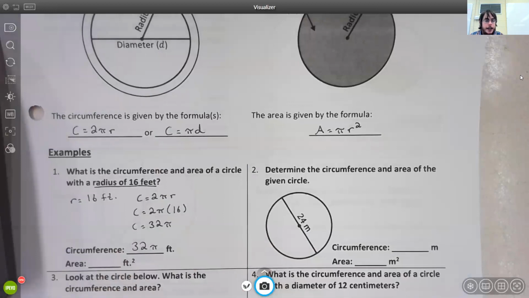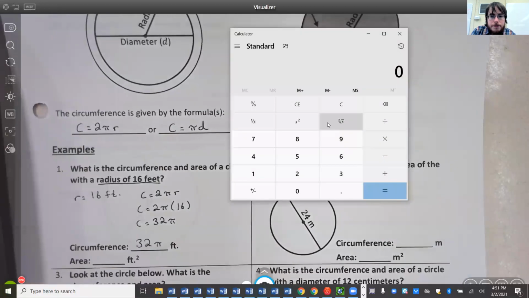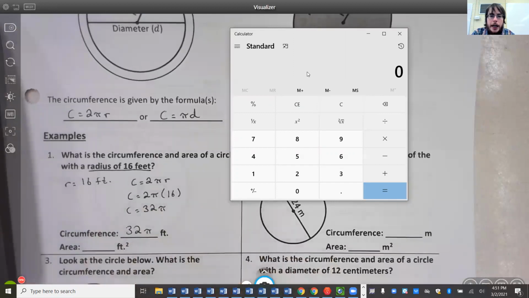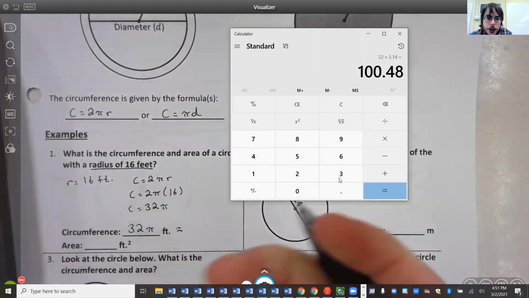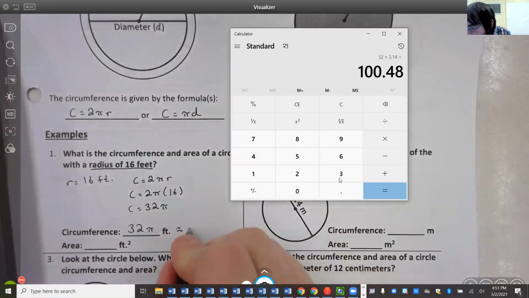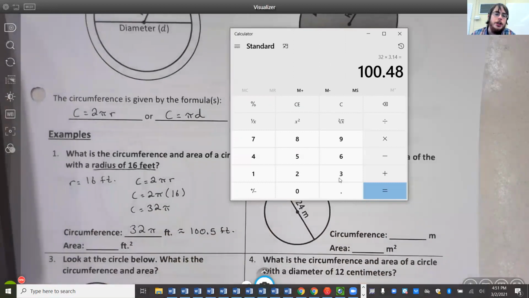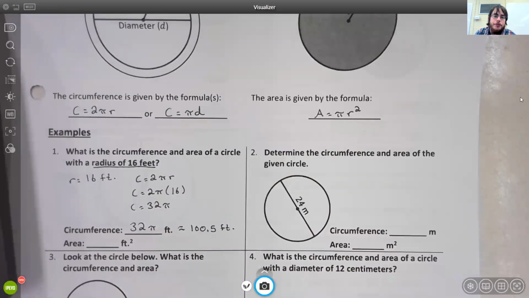In the event that it does require you to round it, I know I'm about to use 3.14 instead of pi, but Desmos will have a pi button on it, so use Desmos for that. If you take 32 times 3.14 and you wanted to round that to, say, the nearest tenth or the nearest hundredth, that would be approximately 100.5 feet. Some answers will want you to round it, some answers will want you to give exact values.